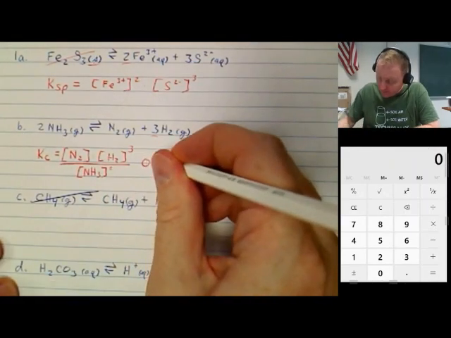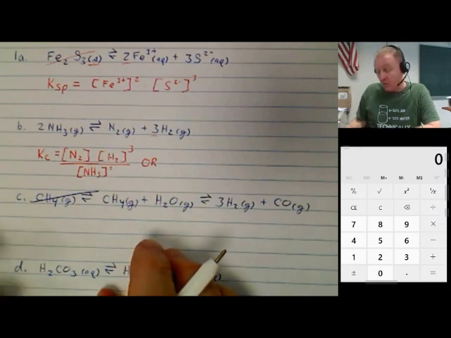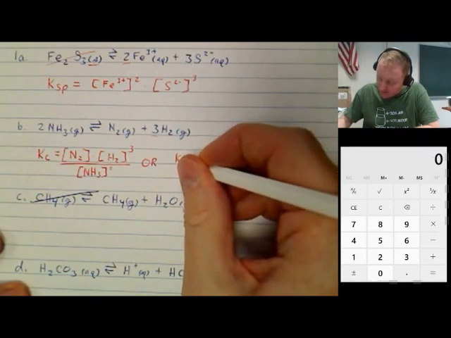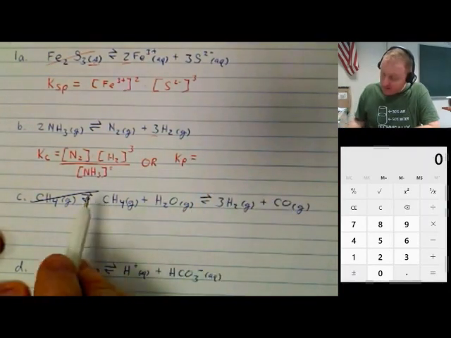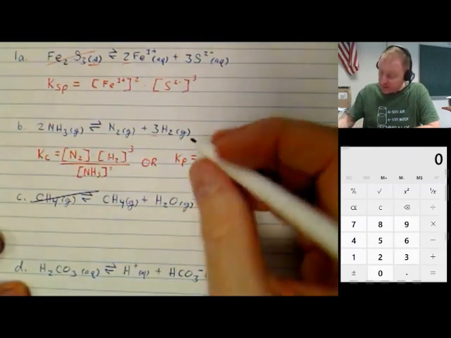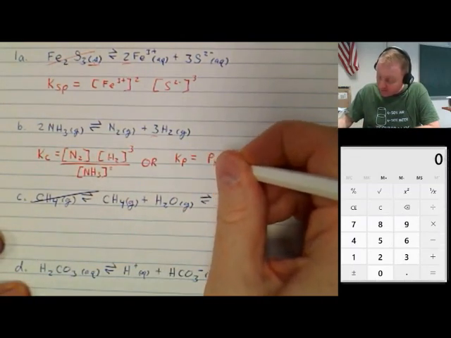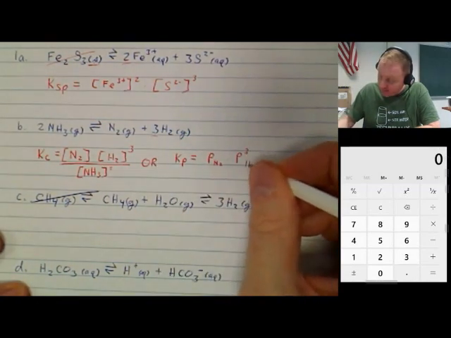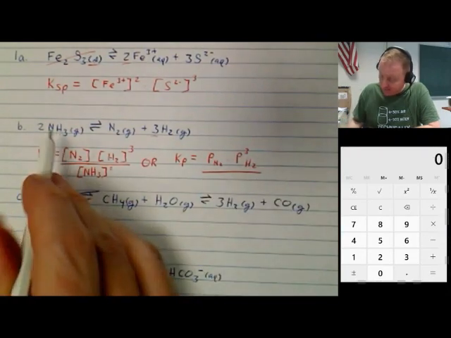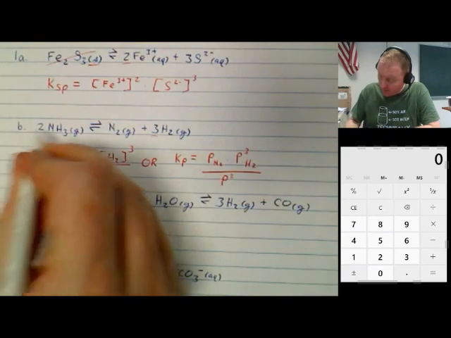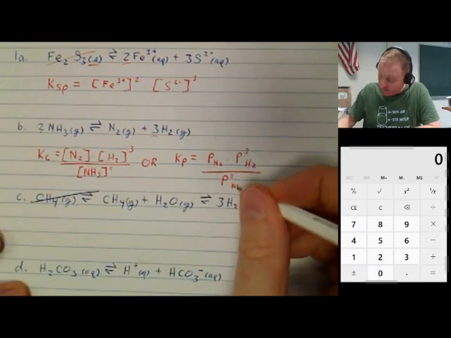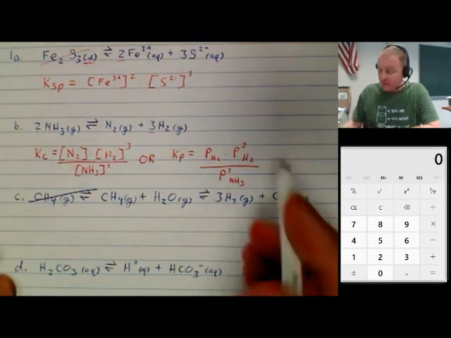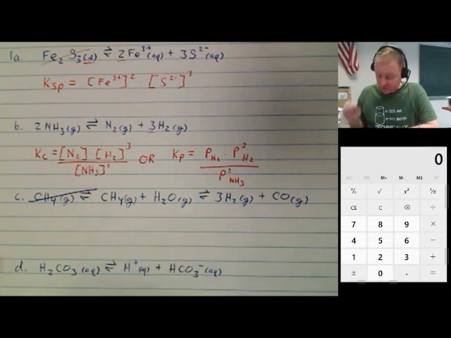Or another way we could do it is, what if instead of molarity we did the more common way of gases when it was measured in pressure? If it was done that way, we would have a KP. The KP is the same setup, but we're talking about pressure. So we're talking about the pressure of nitrogen times the pressure cubed of hydrogen divided by the pressure squared of ammonia. So that would be the KP for this. So it could be done either way. And that's how you would set that up. So good practice. You should practice both ways.